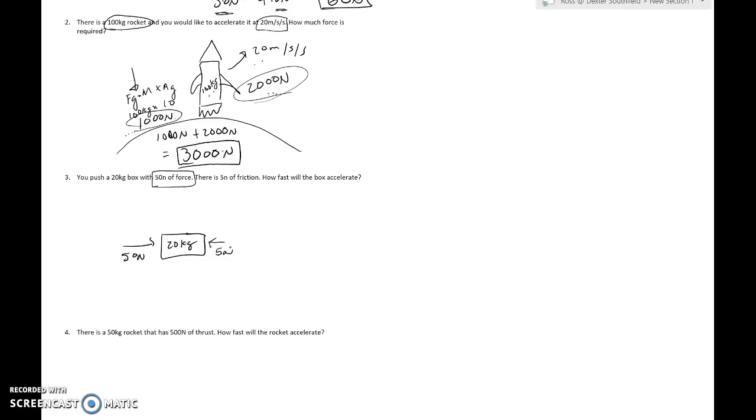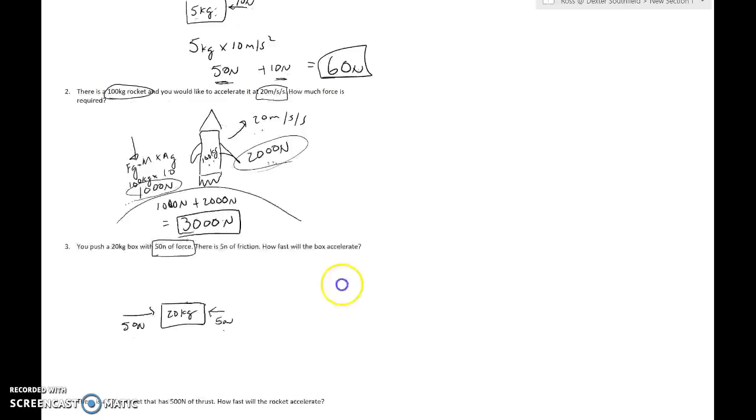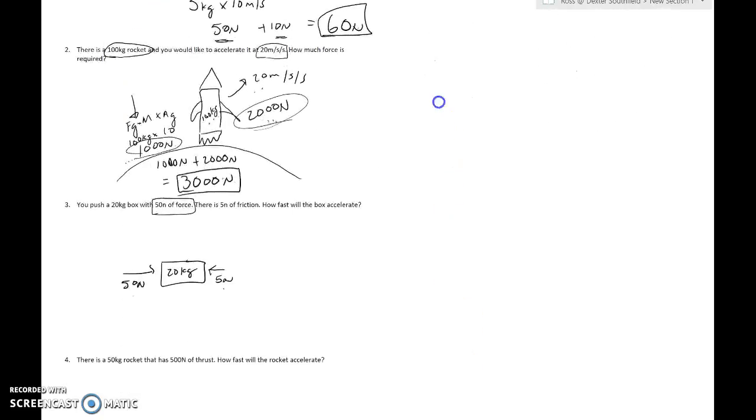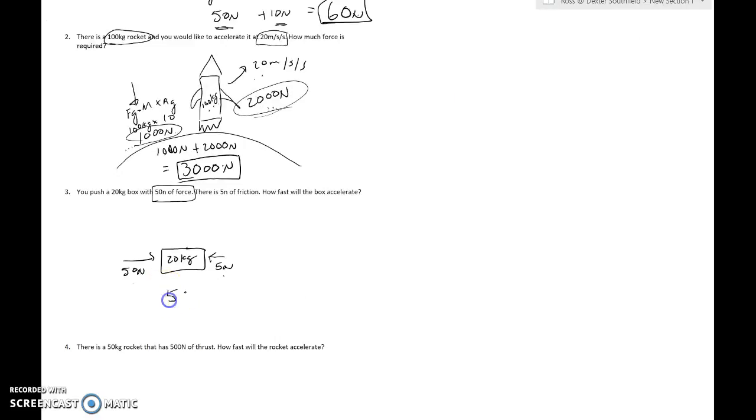So in this case, we would subtract friction from the net push, from the net force there, because we want to know how much force will be left over after we overcome friction. Right? We're starting out with this variable here. We're going to subtract friction so that we can get the force of the box moving. So that would be 50 minus 5 newtons, which is going to give us 45 newtons. So that's how much force we have to accelerate this box.